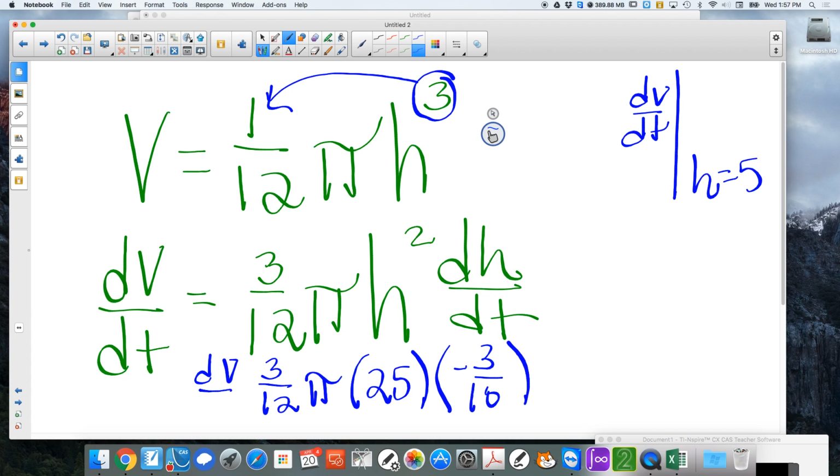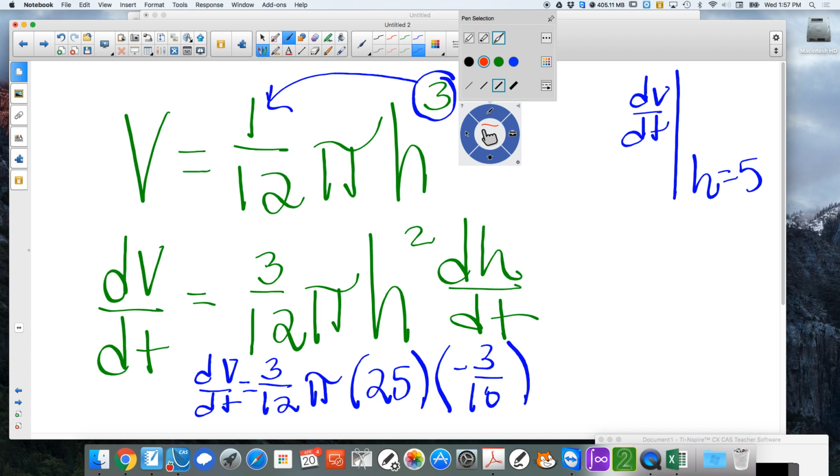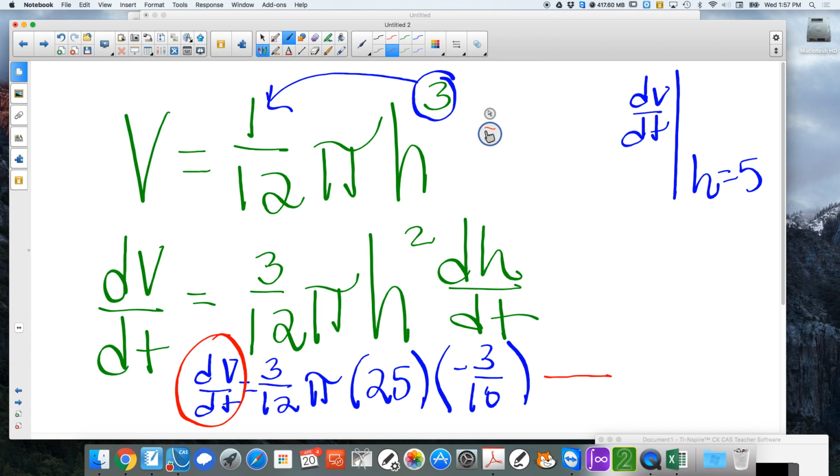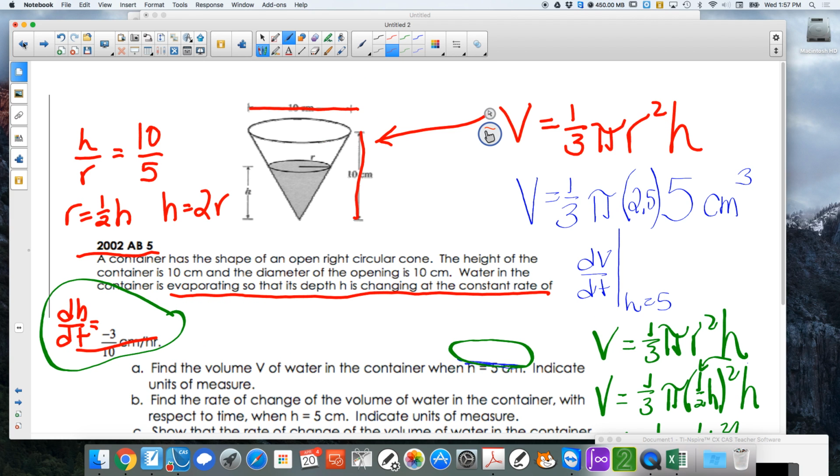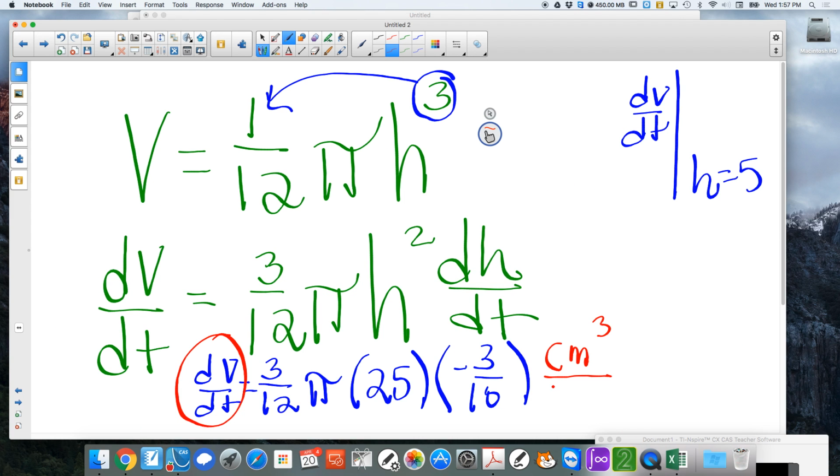We do have to simplify it. It's a non-calculator one. But they asked me for units of measure. All we have to do, Henry, is look at this piece right here. Derivative of volume over time. What do you measure volume in? Centimeters cubed. What do you measure time in? Hours. That's the correct information there.